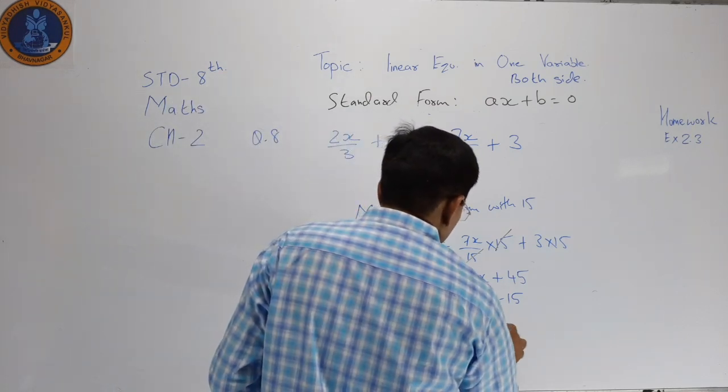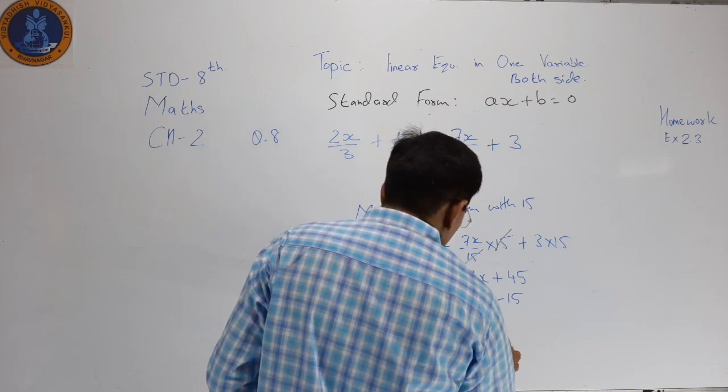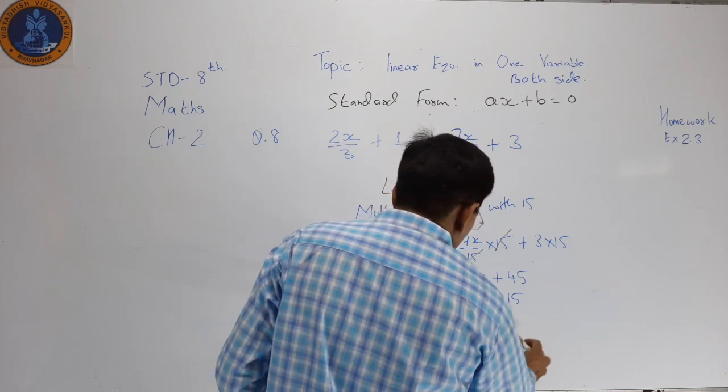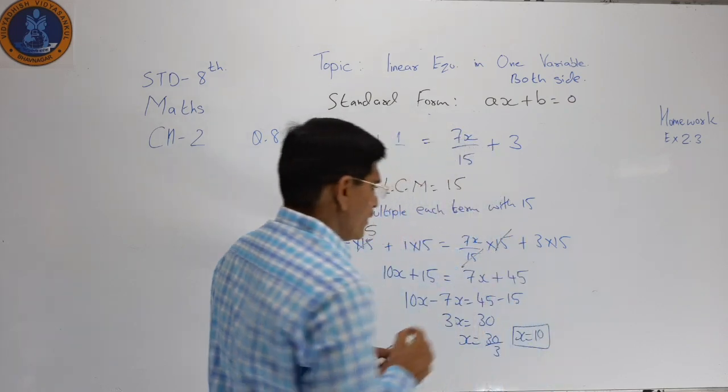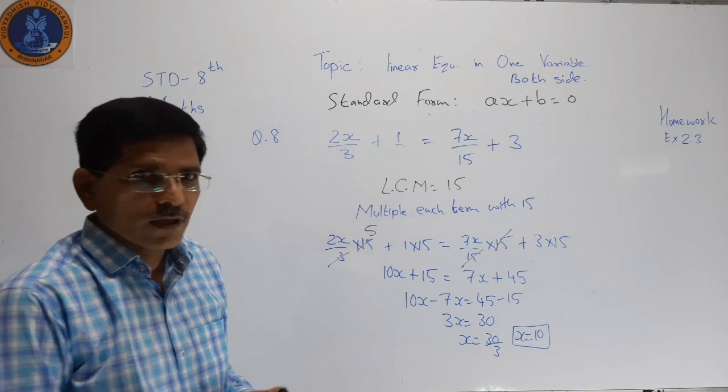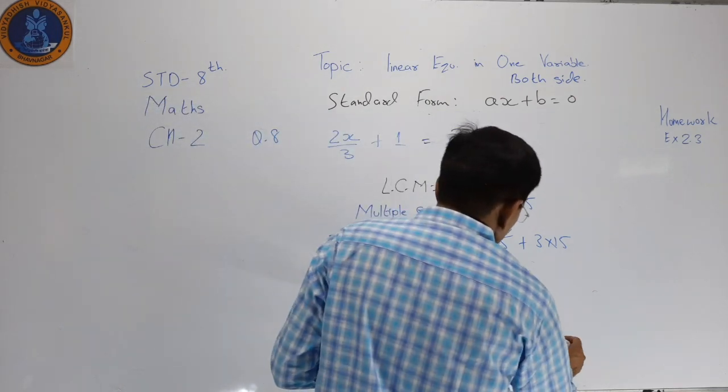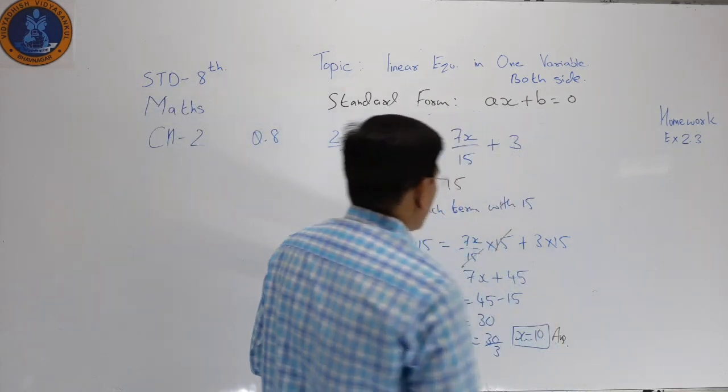Here we have to say 30. Therefore x is equal to 30 divided by 3. Therefore x is equal to 10. That is our answer. x is equal to 10 is our answer.